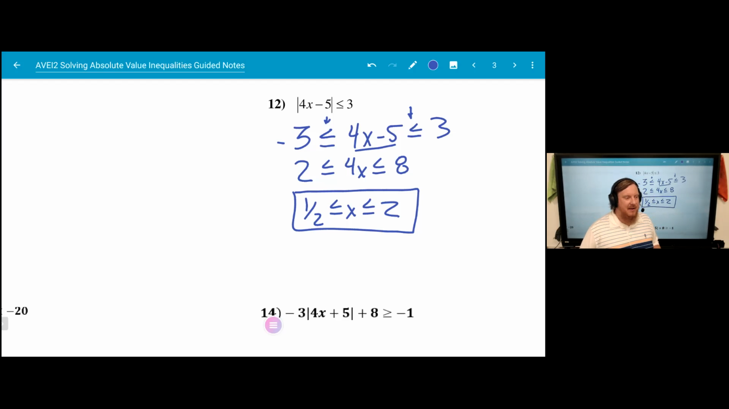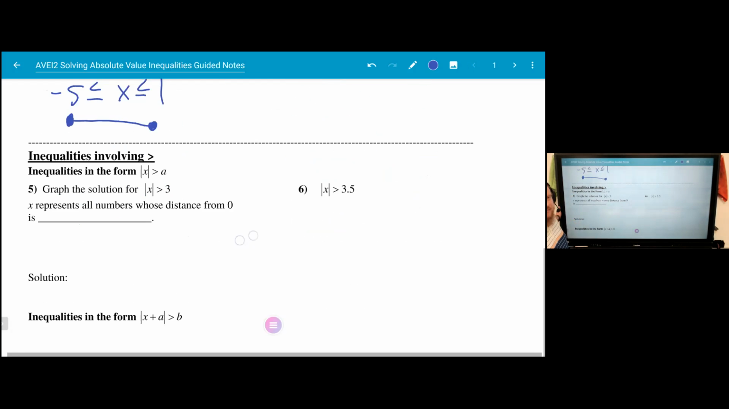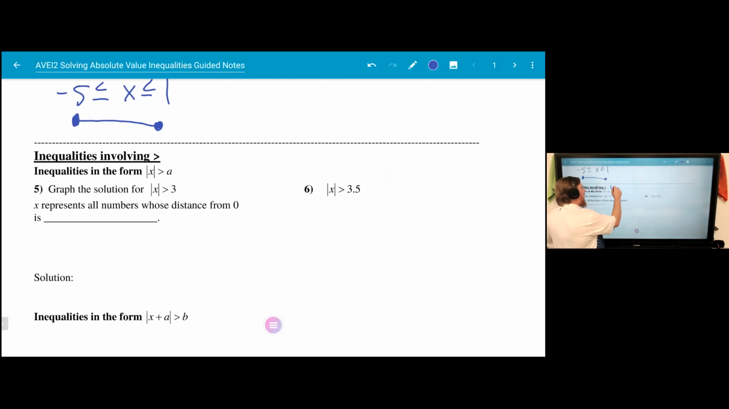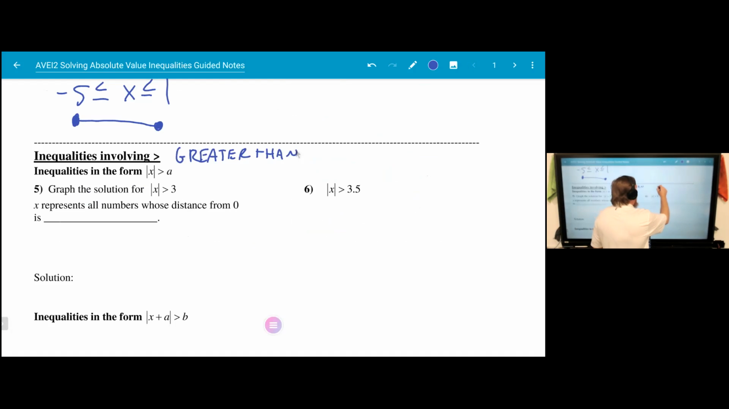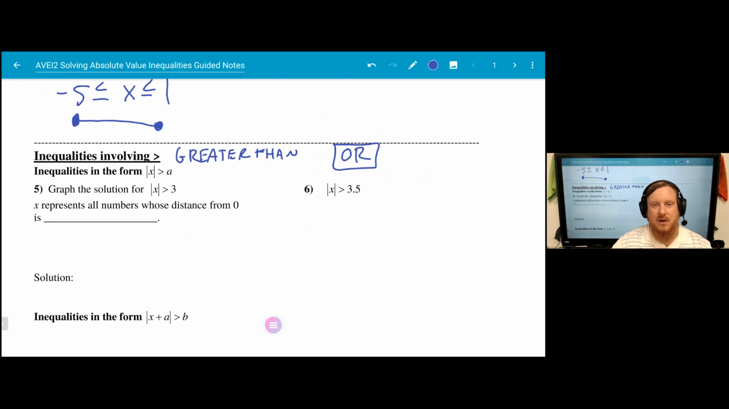What happens if we have a greater than? Well, hopefully you're remembering a little bit back to Algebra 1. In this case, we're going to do some absolute value stuff. Again, this is greater than, and these are going to end up being our ORs. If the other ones go towards each other, ORs are probably going to go out. Let's see what that looks like.